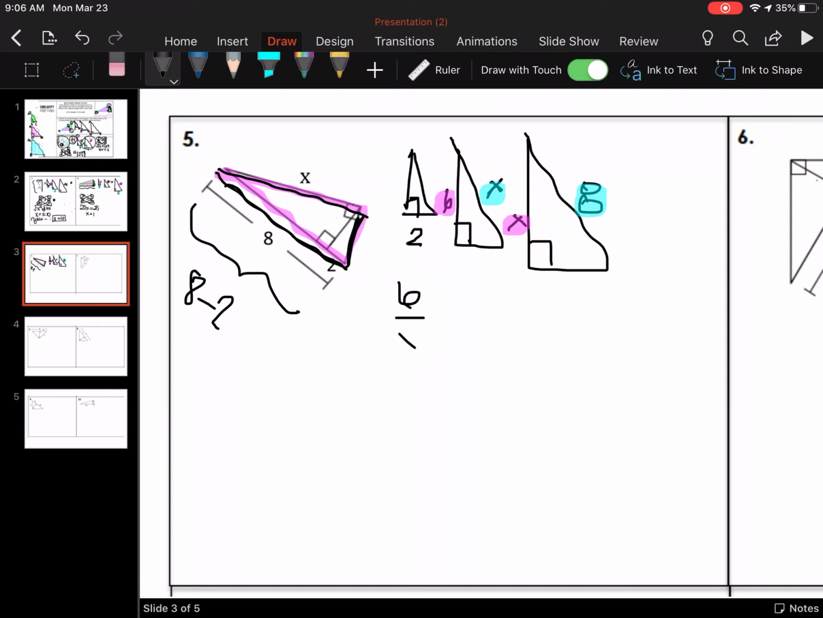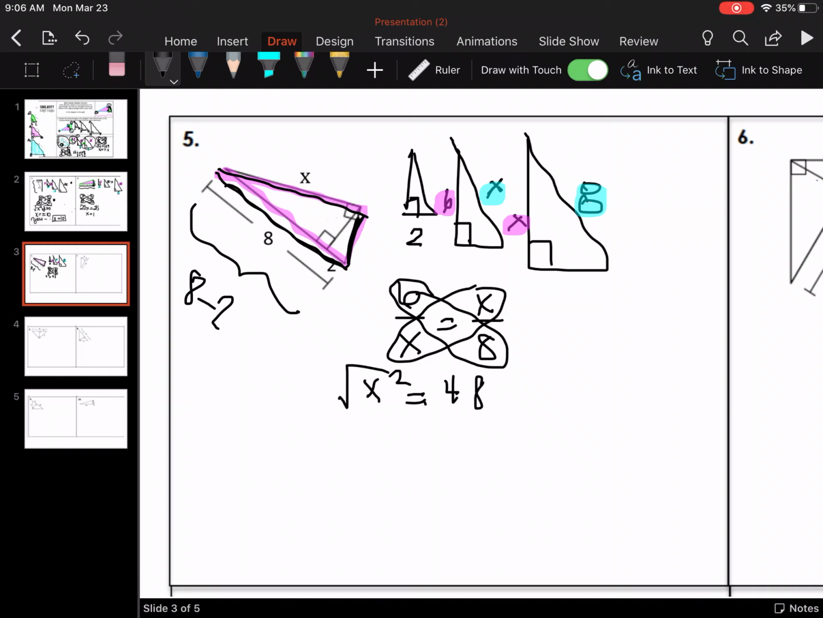So 6 over x equals x over 8. Oh, this is going to bring us to a good algebra lesson. So we get x times x, which is x squared, equals 6 times 8, which is 48. Okay. Opposite of squaring is square rooting. Now, we're not going to get a nice whole number. We're going to break 48 down into two numbers that multiply to 48. We did a little bit of this when we did the distance formula. I'm going to break 48 down into 16 and 3.